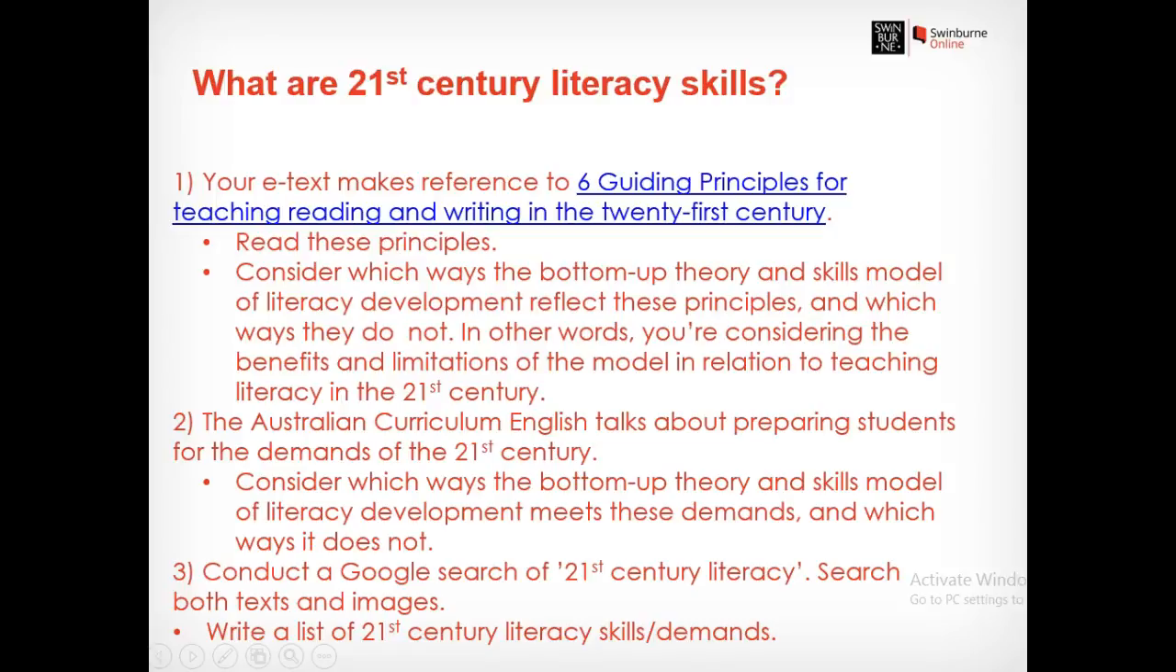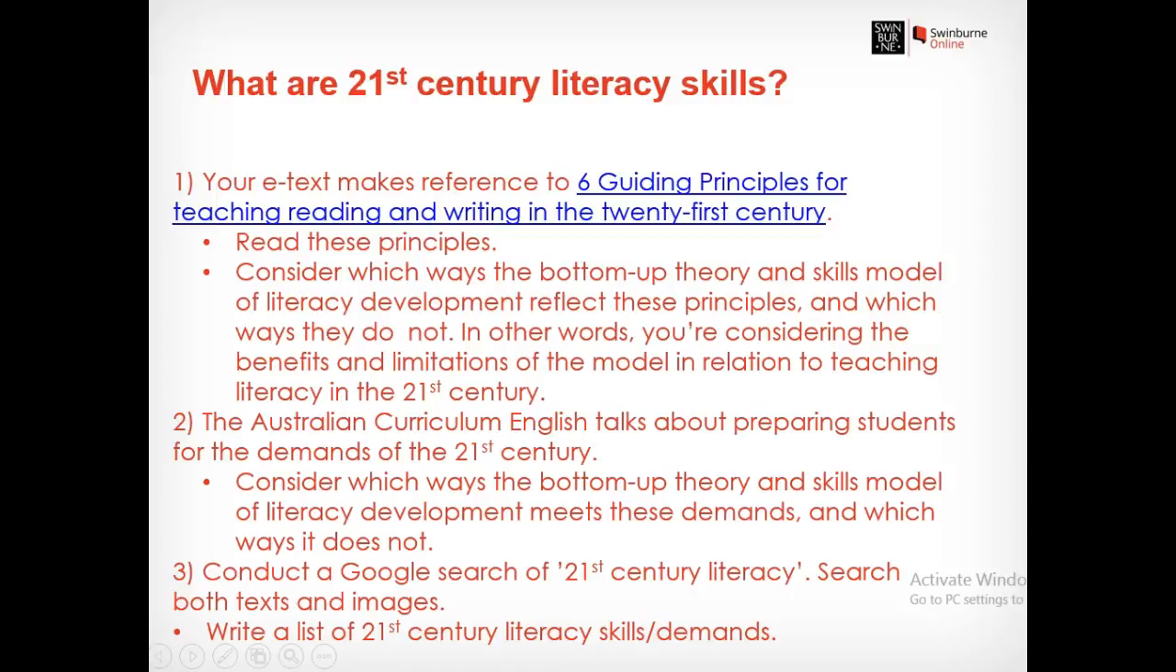The final point I want to make is to emphasise the importance of you understanding what 21st century literacy skills are now. The reason I emphasise this is that the essay question requires you to argue the best model for teaching reading and preparing students for 21st century literacy demands. In order to answer the essay question properly, you need to explain what these 21st century literacy demands are and go back to this in each of your arguments.